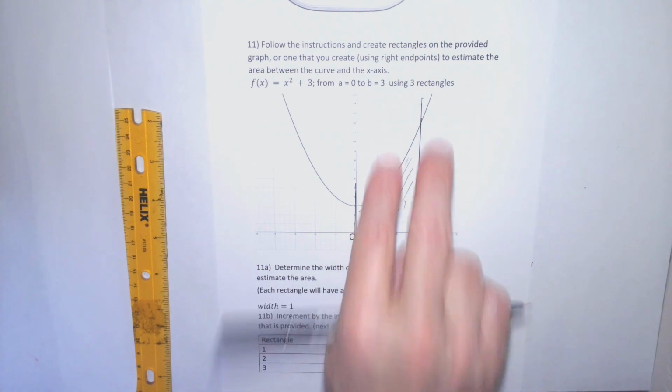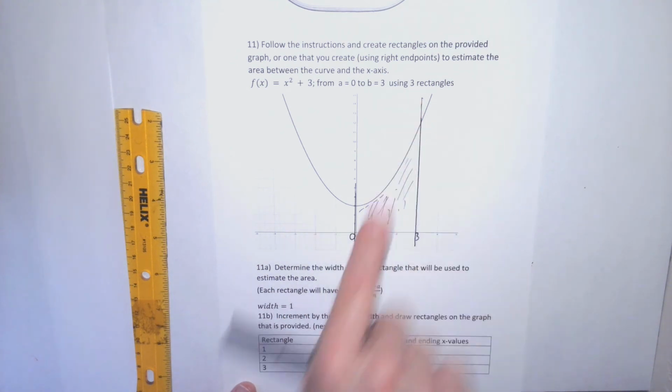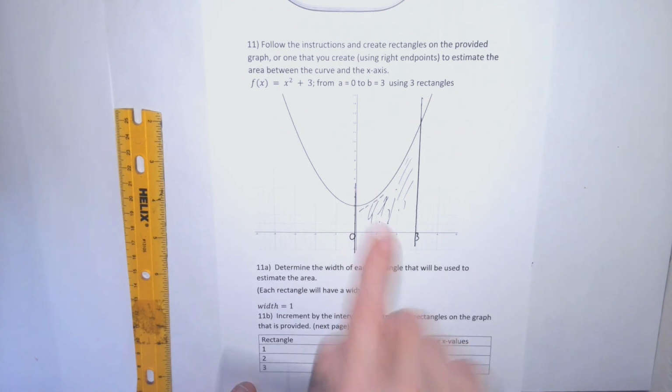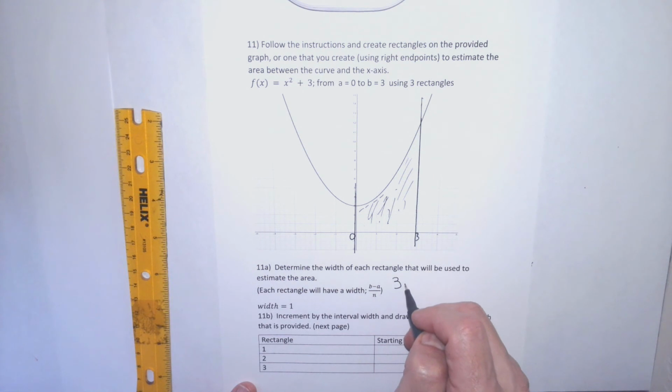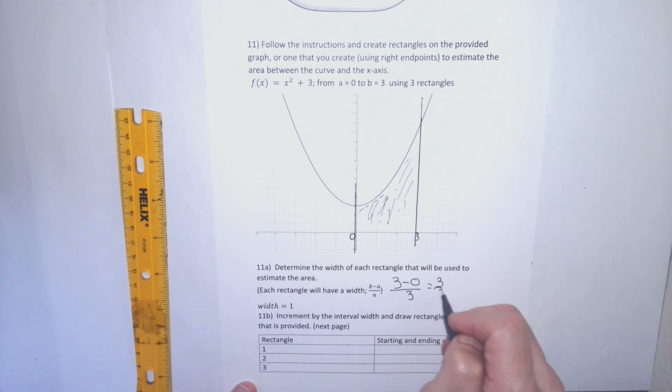I'll be above the x-axis up to the graph. I'm going to do it by drawing 3 rectangles. So let me figure out where the rectangles need to go. Because I have 3 of them, I'm going to figure out how wide they need to be by using the formula b minus a over n. So the width of my rectangle is going to be 3 for b minus 0 for a divided by 3. That's going to be 3 over 3.